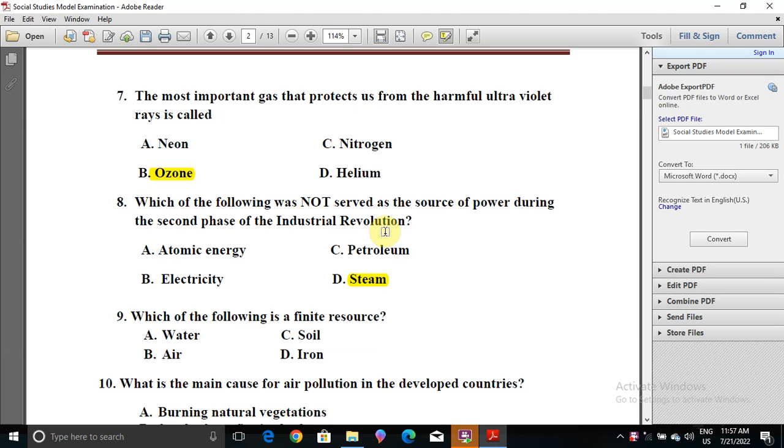Now question number 9: Which of the following is a finite resource? It will be iron, right? Finite resources means non-renewable resources, so that means it will be iron. But water, air, and soil are renewable, which means they are infinite resources.